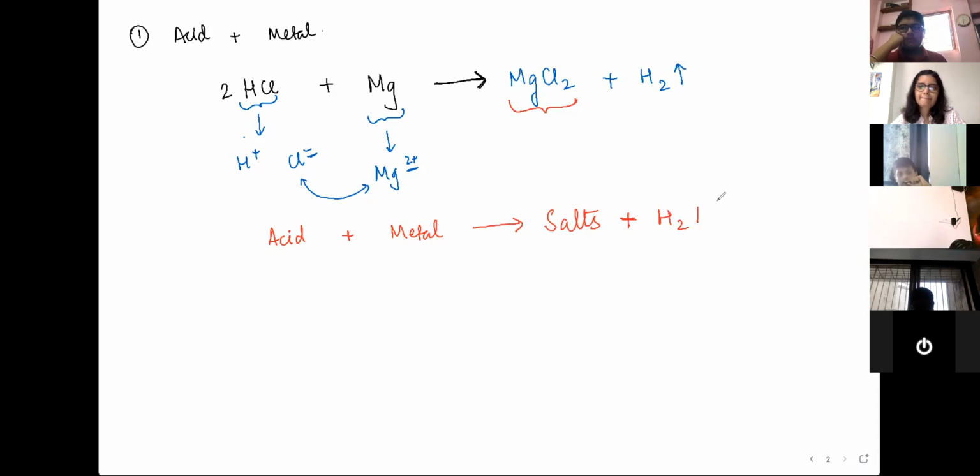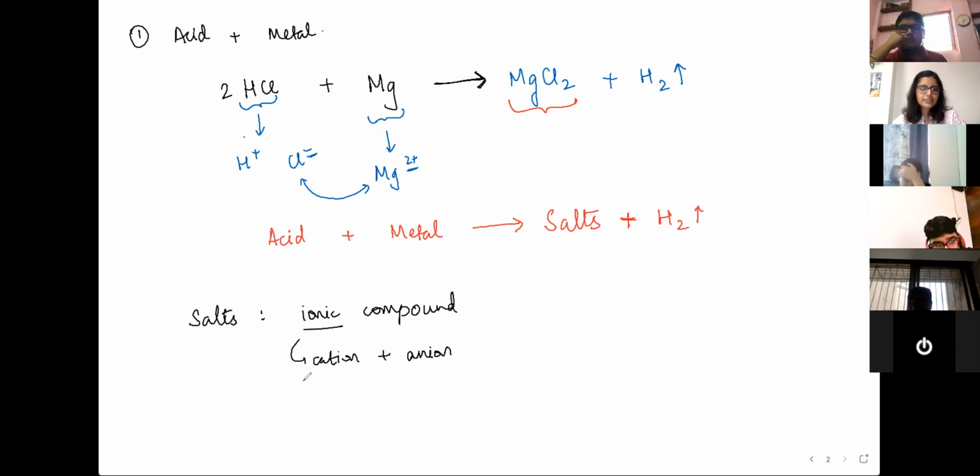Can you re-explain salts? So salts are basically simple ionic compounds. Ionic matlab they're made up of a cation plus an anion. And usually the cation is a metal. In some cases, it may not be a metal. Like for example, ammonium ion NH4 plus is also a cation. If you have NH4Cl, for example, that would be considered as a salt.